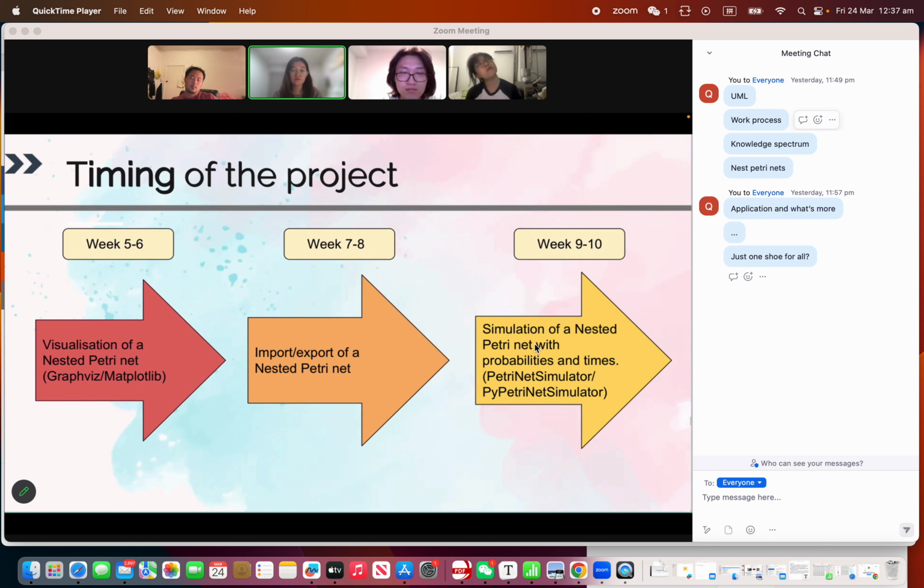And the next part is the simulation of a nested Petri net with probabilities and times. We would like to use some libraries like Petri Net Simulator or PyPetriNet Simulator, and we plan to finish this part in another 2 weeks, from week 8 to week 9. Next page, please.